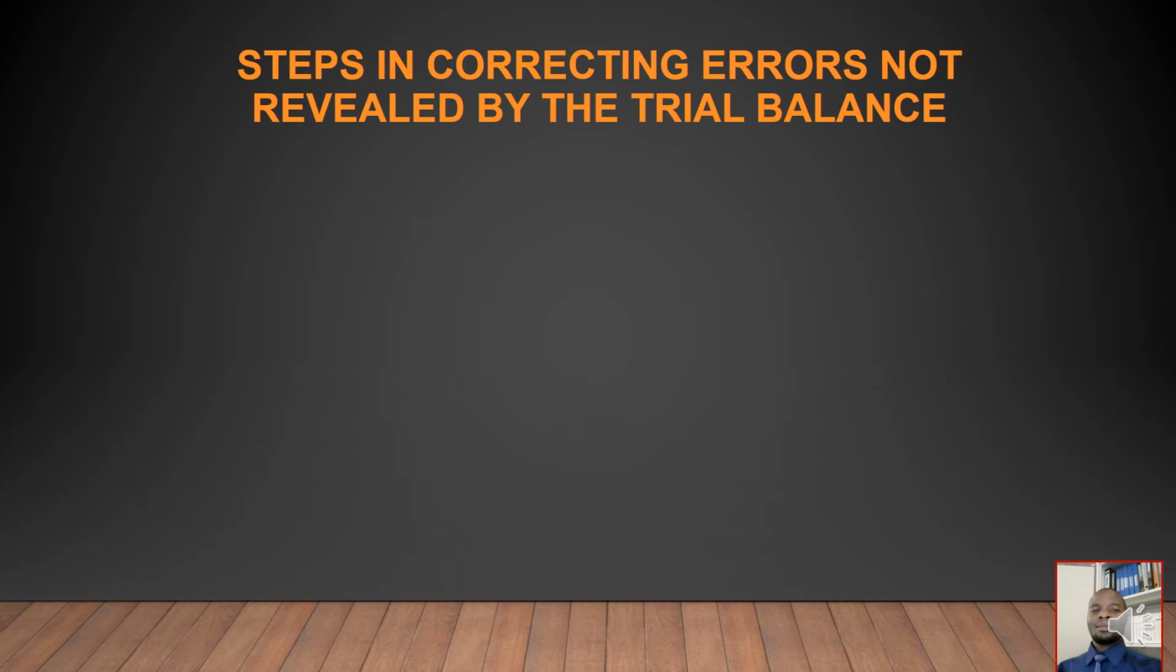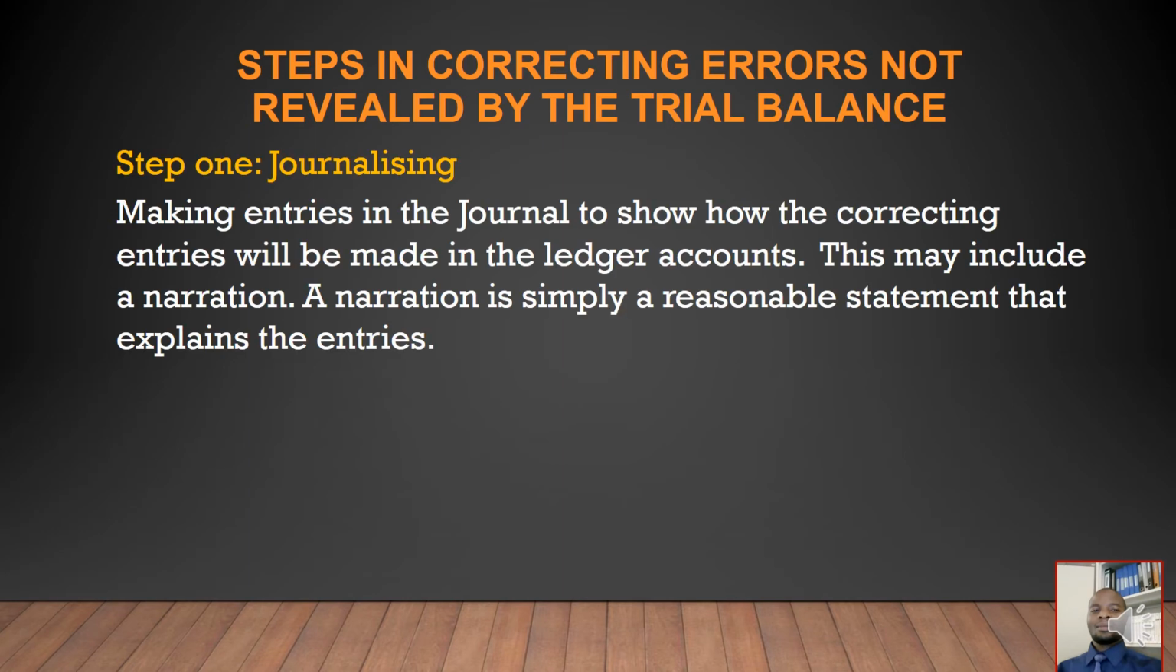Now, let's take a look at the steps in correcting errors not revealed by the trial balance. What steps should we take in correcting errors not revealed by the trial balance? From the practical aspect in the industry, in the accounting office, the first thing that you do after discovering an error is to make entries in the journal to show how the correcting entries will be made in the ledger accounts. So this may actually include a narration. A narration is simply a reasonable statement that explains why the entries are being made the way you are making them.